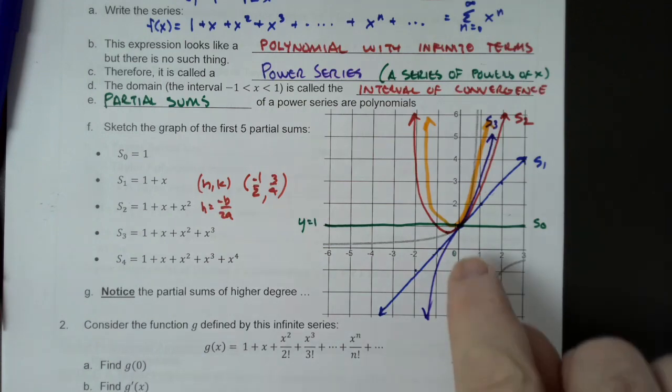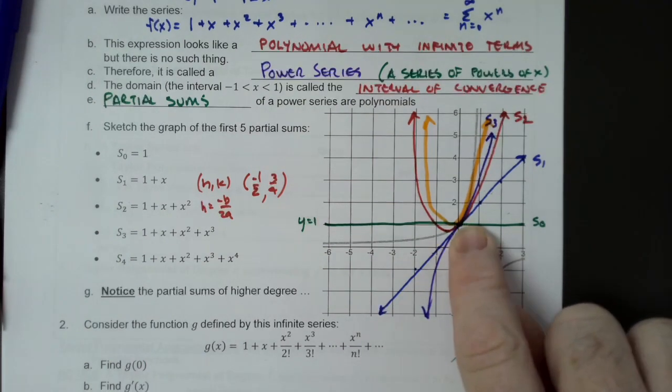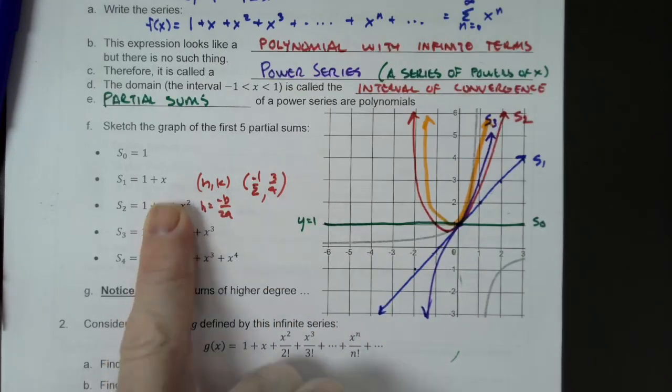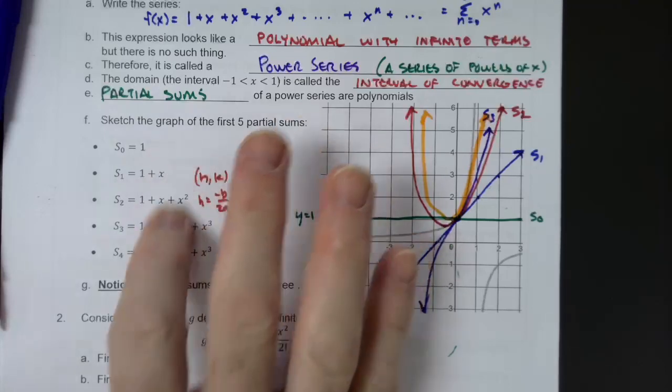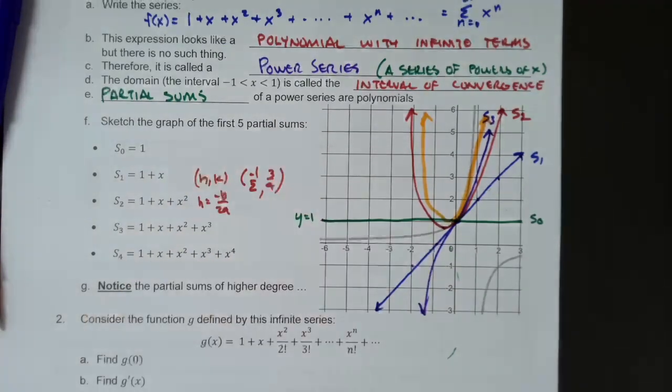Now, all of these are actually going through this same point. That's pretty easy to see. When x equals 0, all of these terms are going to be 0. It's just going to be 1. So we know that all of them are going through that same point.